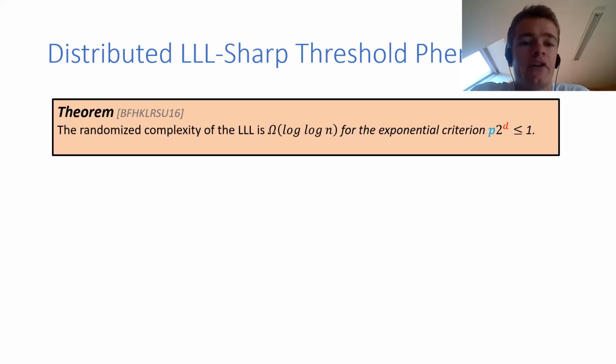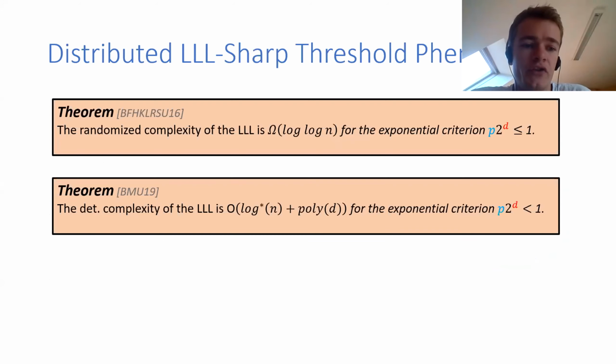And now there's a theorem from 2016, which states that the randomized complexity of the Lovász Local Lemma is Omega(log log n) for the exponential criterion p times 2 to the d is at most 1. Now this criterion is much stricter than the standard criterion you have seen at the beginning, namely that fewer instances satisfy it. And for the deterministic complexity, the lower bound is even Omega(log n), and it also holds on bounded degree graphs. But there's also a positive result from 2019, and that states that the deterministic complexity is O(log* n plus poly d) for the exponential criterion p times 2 to the d is strictly less than 1.